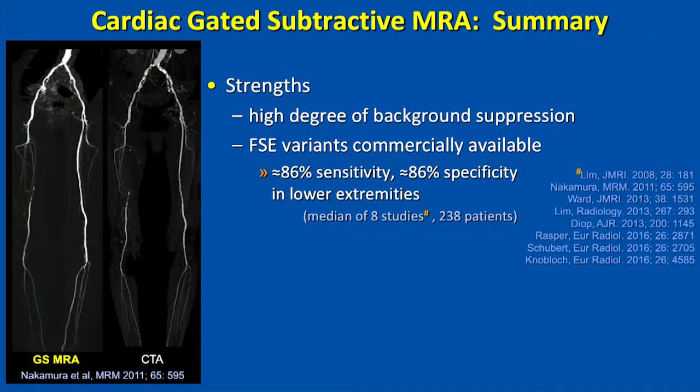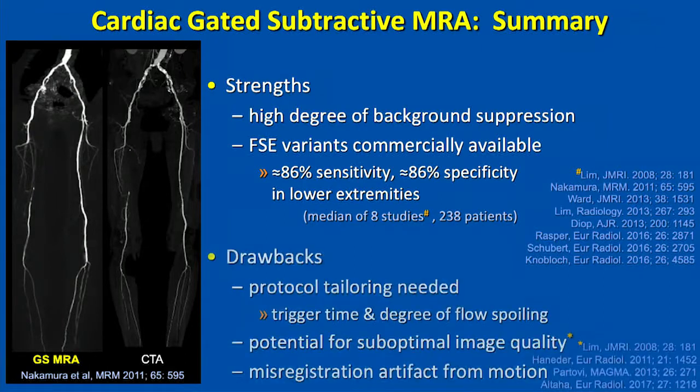So, just general strengths of this approach of cardiac-gated subtractive MRA. The fast spin echo variants are commercially available and provide sensitivity and specificities in the mid-80s for evaluating peripheral arterial disease. It offers a high degree of background suppression, but it does have some drawbacks. The primary drawback is that protocol tailoring is usually needed in patients with pathology. For example, one might need to adjust the trigger time and the degree of flow spoiling. It is also a subtractive technique, so if there's any sort of motion between the two acquisitions, that can result in misregistration artifact.